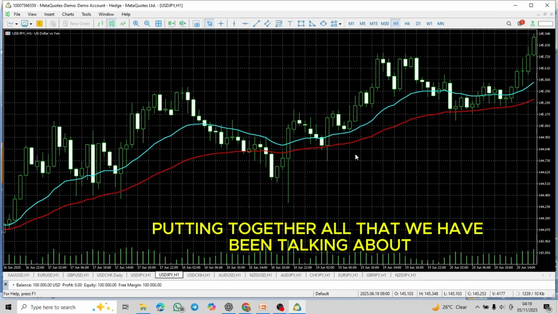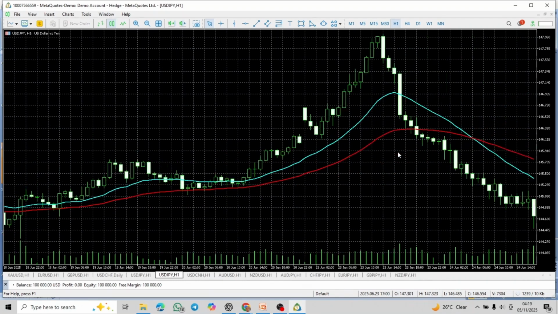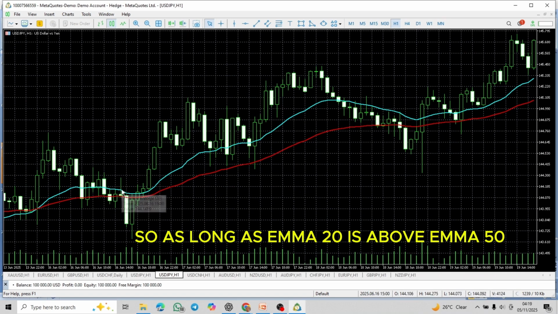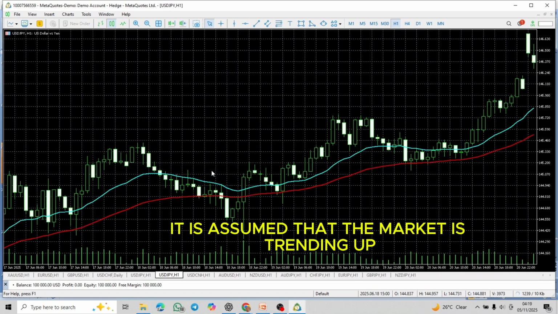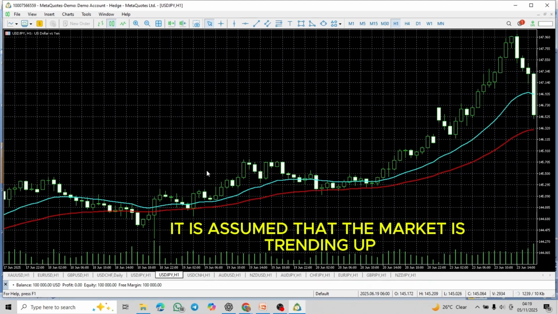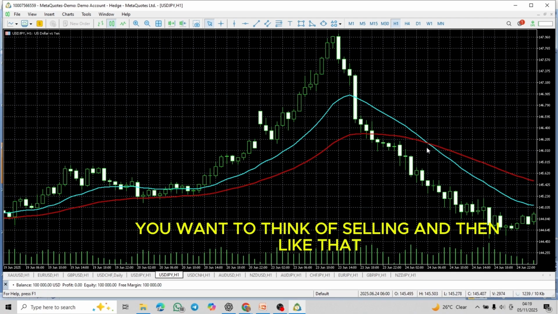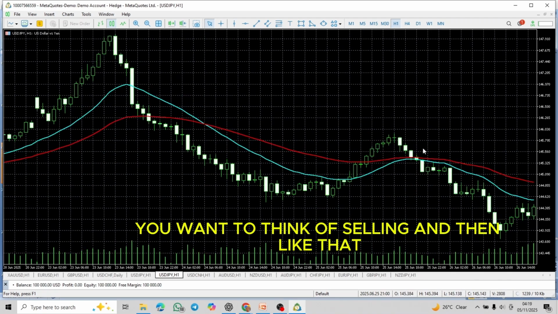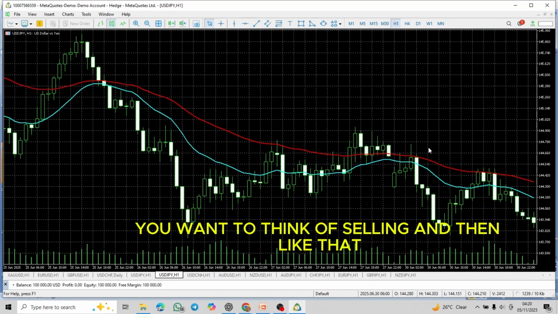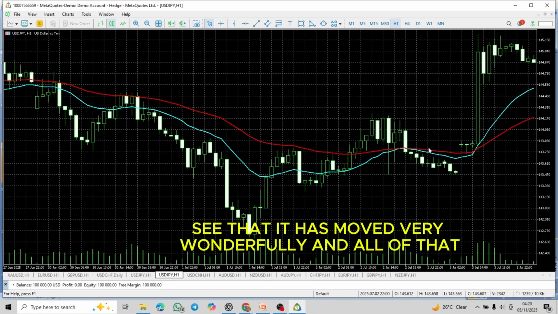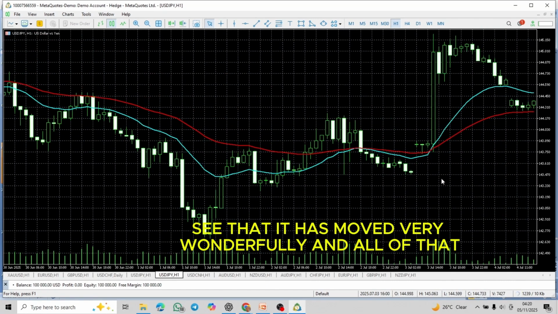So as long as MA20 is above MA50, it is assumed that the market is trending up, it's going up. And then once it crosses again, you want to think of selling. And then like that, see that this has moved very wonderfully and all of that.